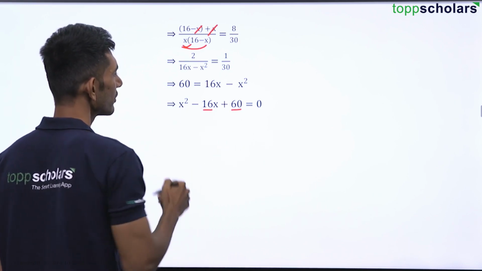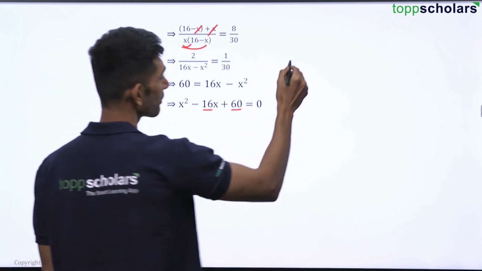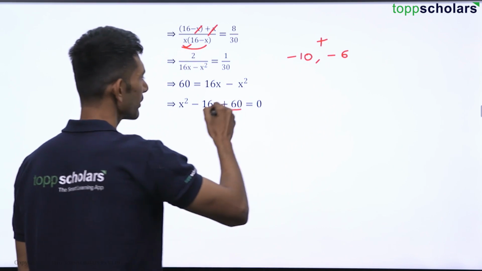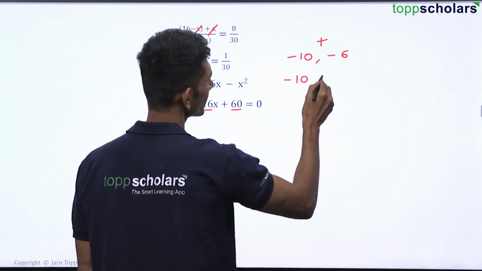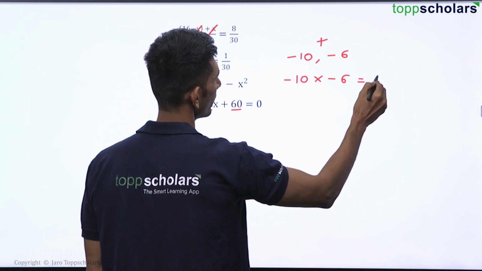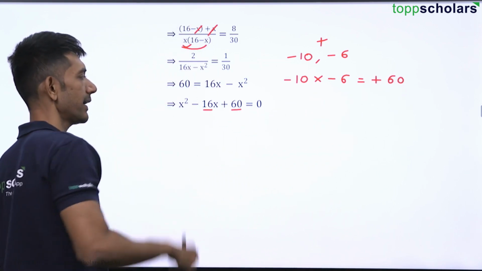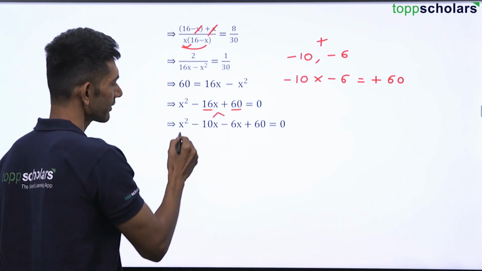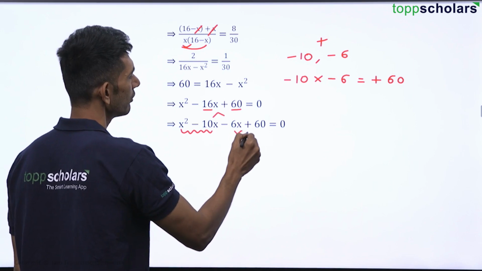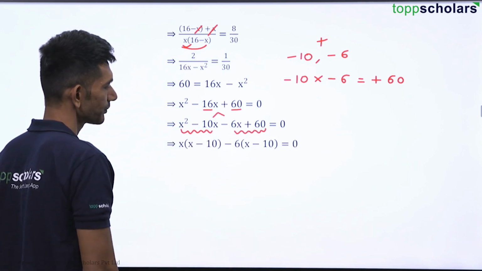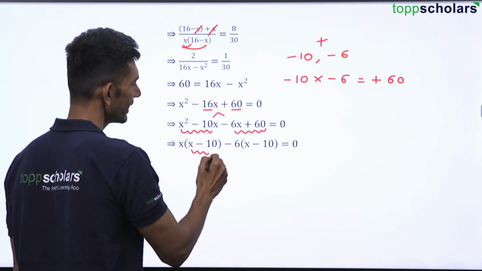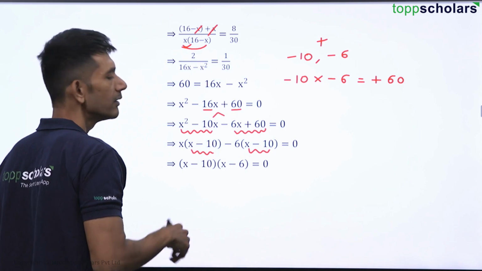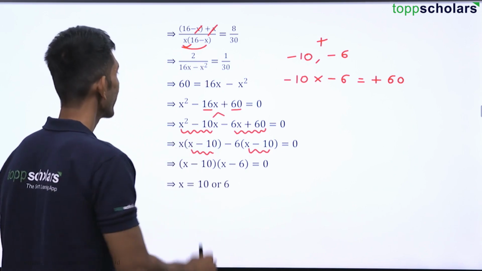This is 60. This is minus 16. So you can split this as minus 10 and minus 6, because minus 10 plus minus 6 is minus 16, and minus 10 into minus 6 is plus 60. Correct? So that is minus 10 minus 6. Now from here you can take x common. From here you can take minus 6 common. So you get x minus 10, which is the common bracket, and then x minus 6 in the other bracket. So you get two numbers, x is equal to 10 or x is equal to 6.